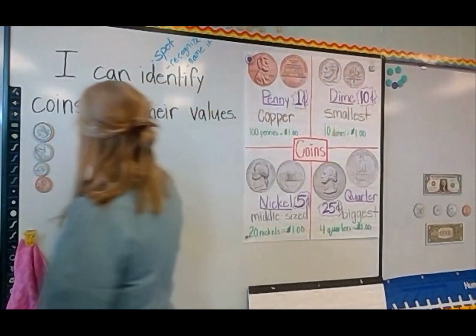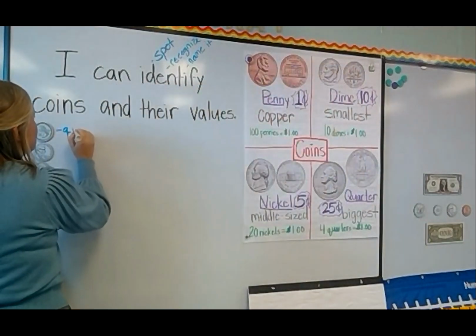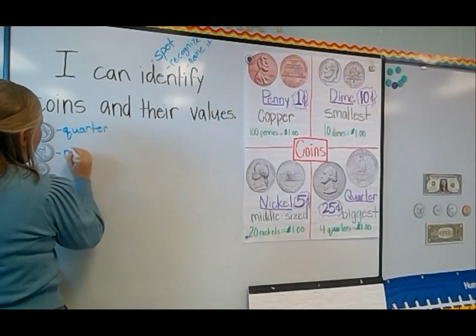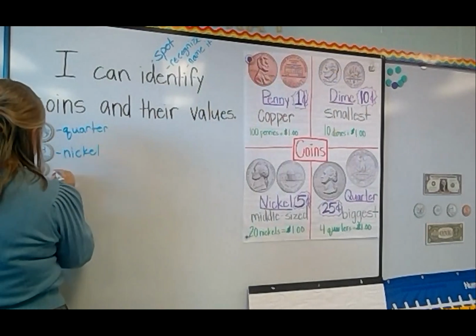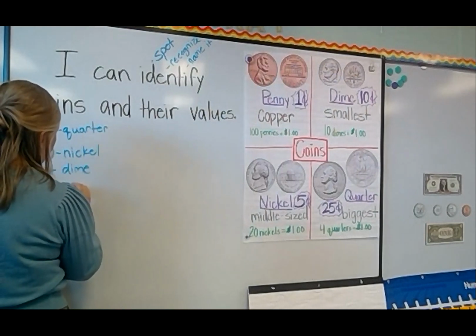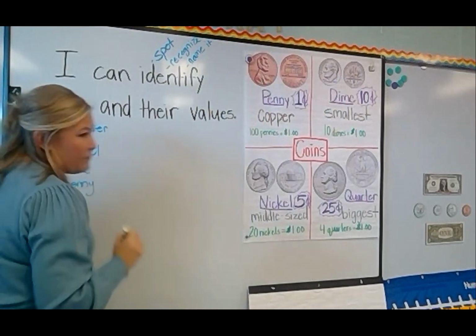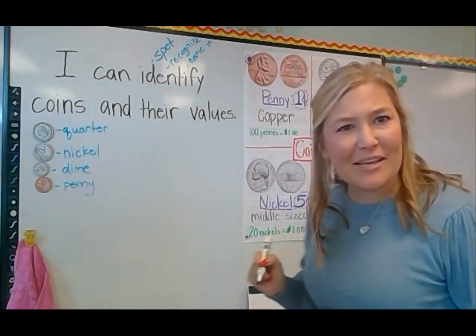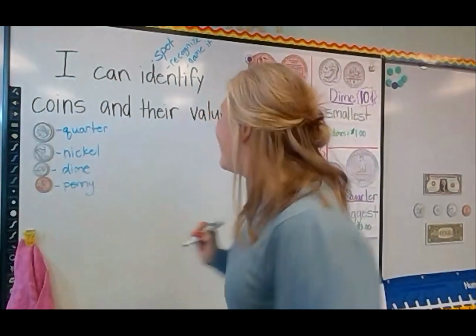So I have my quarter, and we're going to talk more about how to identify these in a minute. We have our nickel, we have our dime, and we have our penny. And man, oh man, 4 coins should be pretty easy to remember, right? All right, here we go.